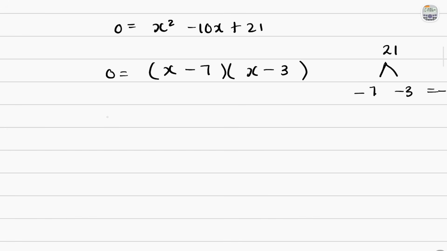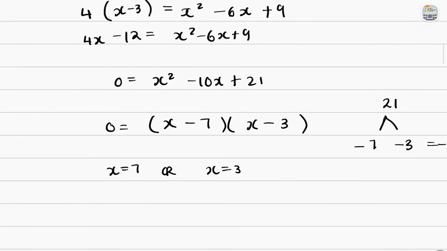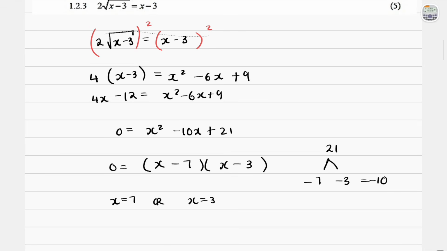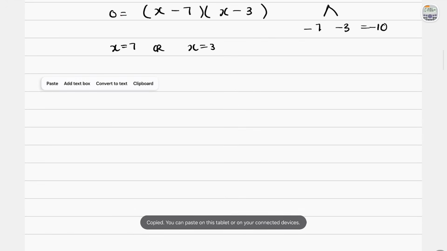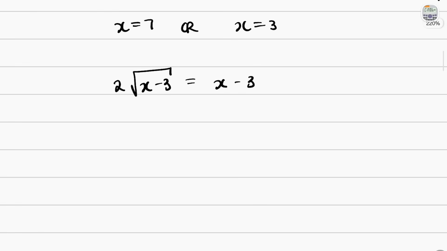And let's solve. So x is equal to 7 or x is equal to 3. Okay, something times something gives you 0. It's either the first bracket is equal to 0 or the second is equal to 0. Okay, so these are two solutions, but we still need to test whether these are true or not. So you need to ensure that if you substitute them back into the original equation, the left-hand side actually is equal to the right-hand side.